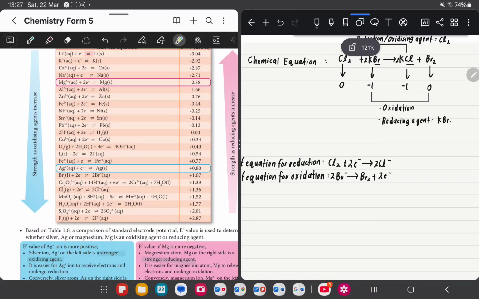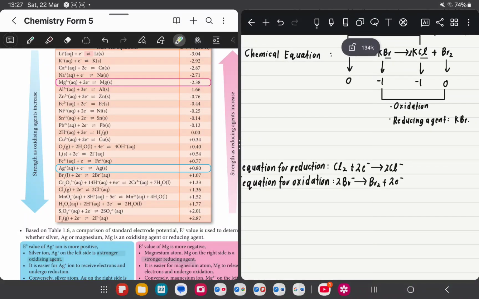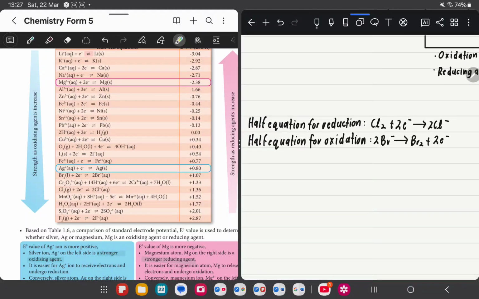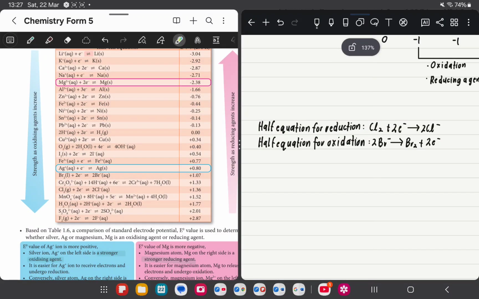So don't get it wrong. A candidate's common mistake is that for oxidation they take potassium. Remember that your issue is between halogen and halide only. So you don't look at anything apart from halogen and halide. Apart from halogen and halide, whatever you get is useless. So don't try to be clever and write for potassium also. No need, it's wrong, considered wrong. Okay, so I already did my half equations for oxidation and reduction.